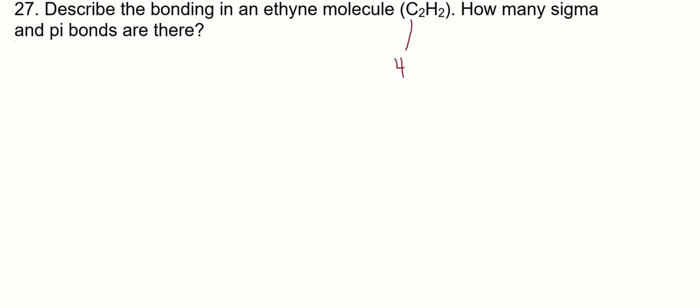Carbon has 4 valence electrons. There's 2 of them. Add that to hydrogen's valence electrons, which, since there's 2 hydrogens, is 2. That gives you 10 valence electrons. To draw the Lewis structure, you need to put carbon in the center. Hydrogen is never the central atom.